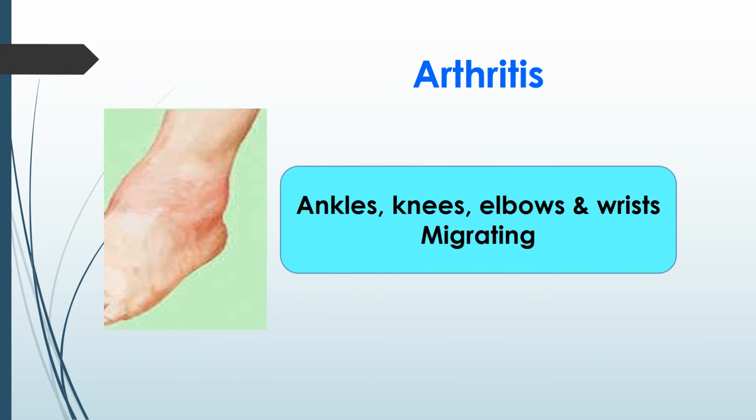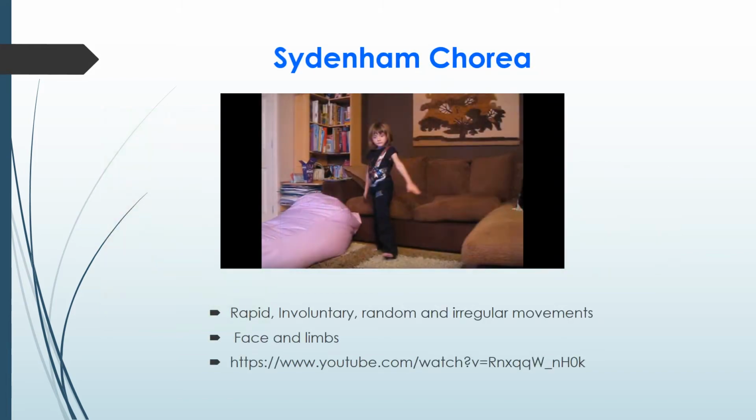Arthritis in rheumatic fever most commonly affects the ankles, knees, elbows and wrists. It can migrate from one joint to another, hence the term migrating polyarthritis. Sydenham chorea in rheumatic fever is characterized by rapid, involuntary, random, and irregular movements, especially of the face and limbs.